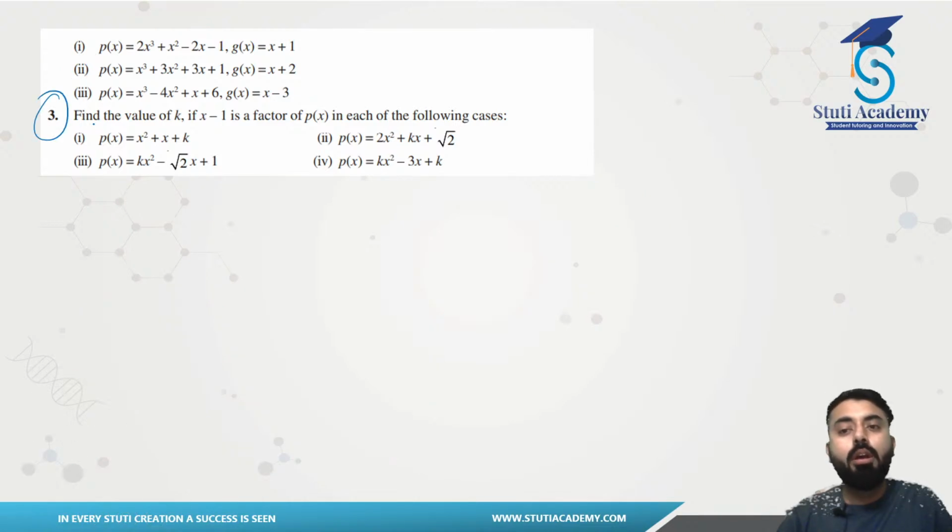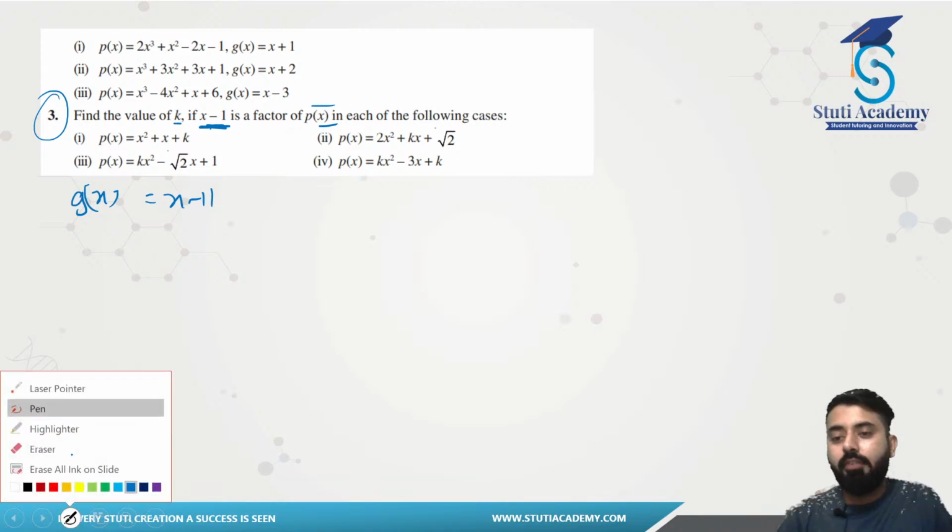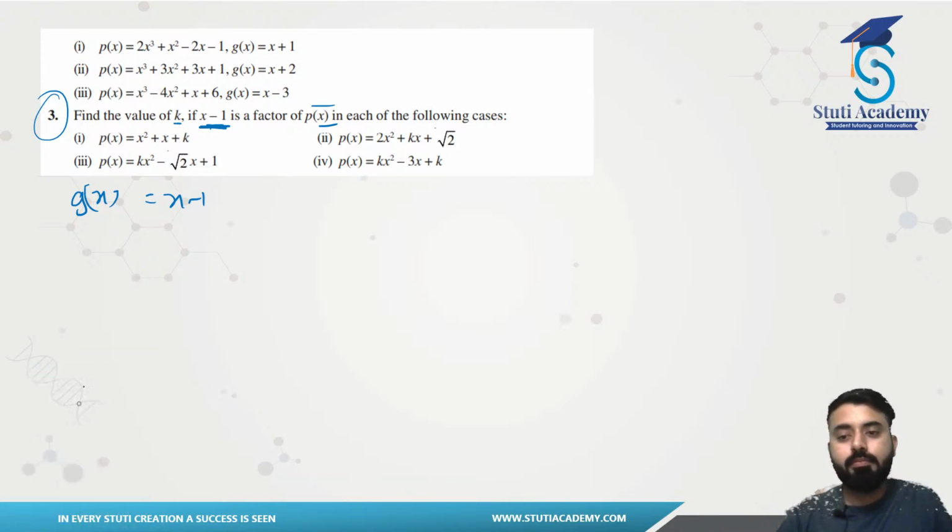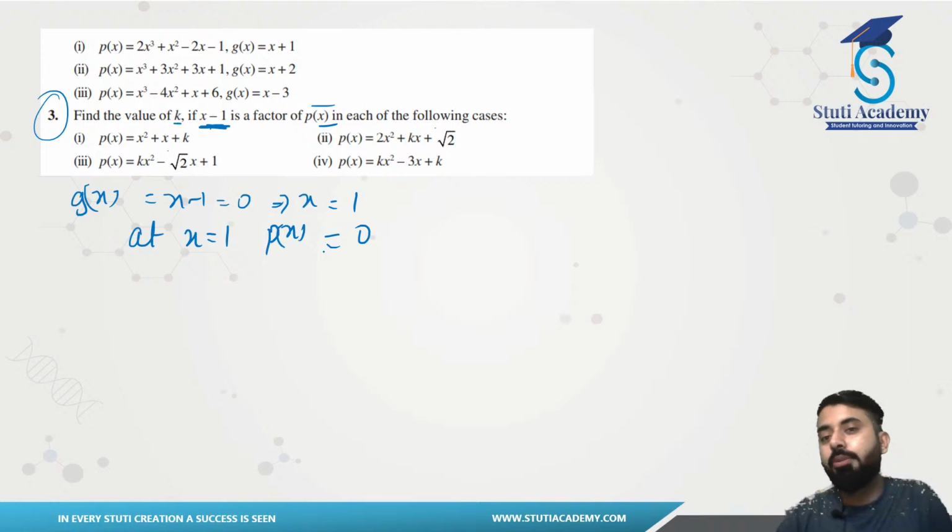We have this one. Find the value of k if x minus 1 is a factor of p of x. You have been given that x minus 1 is a factor of p of x. That means our g of x, x minus 1, if I put it against 0, I will be having x, which will be 1, and at x equals 1, our p of x is 0, because it has been given to you that x minus 1 is actually the factor of your p of x.